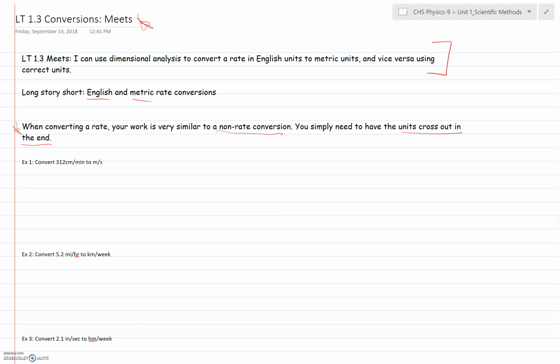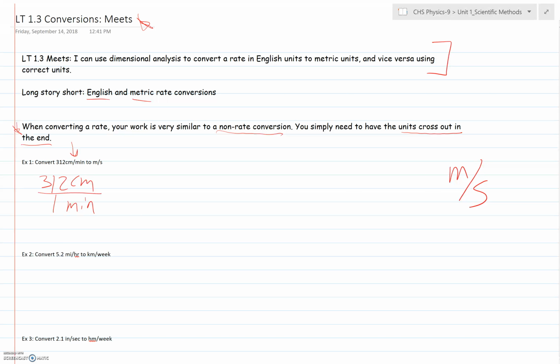So here we go. Start off with, we have convert 312 centimeters per minute to meters per second. First thing that you should do for these problems is change it from this strange way of writing it to something that makes a little bit more sense. So 312 centimeters per minute, that's the same as saying for every 1 minute. So I've rewritten it there. In the end, I'm going to put this all the way at the end, I want meters per second.